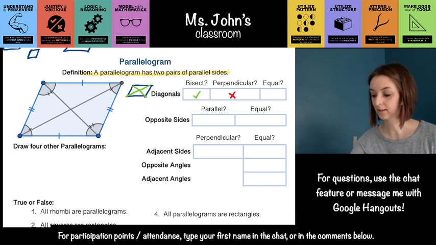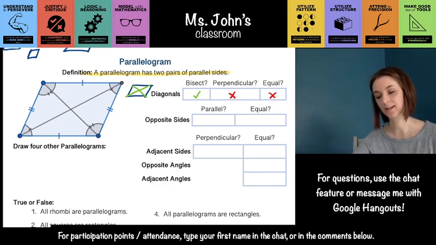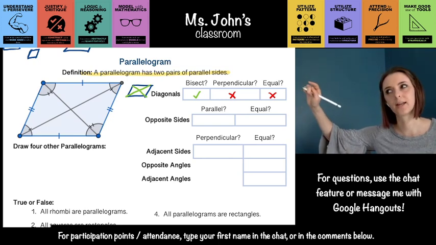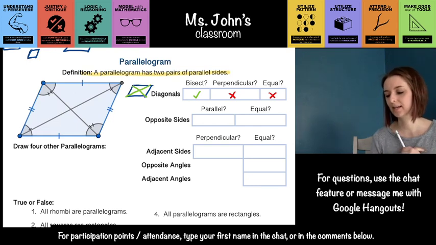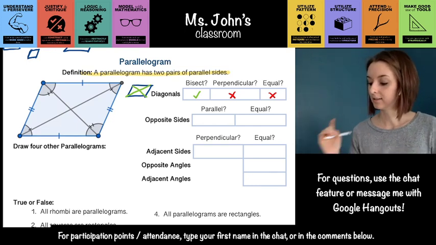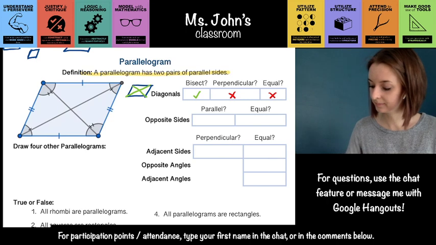So the diagonals are not necessarily perpendicular, unless it's a more specific shape. Also, they're not necessarily equal because the diagonal that goes between the further slanted sides will be longer than the other one, just kind of like a rhombus. So they're not necessarily equal either.